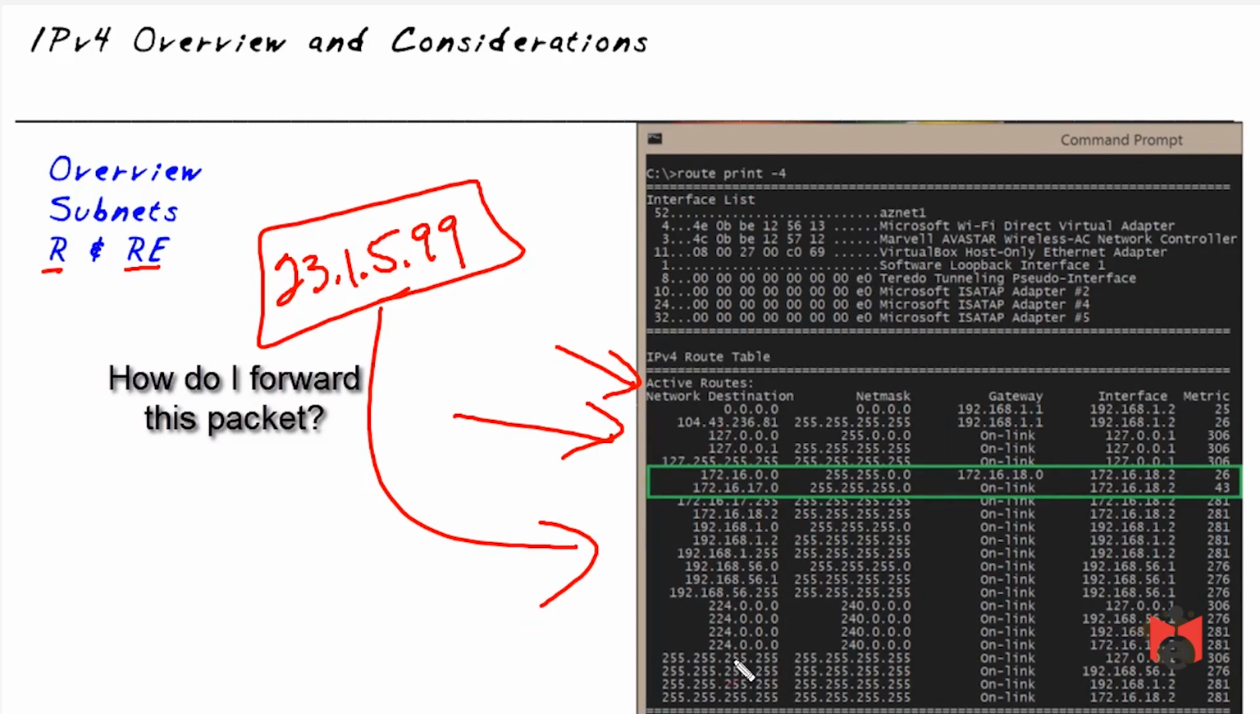So as I look at the entries here, I don't see anything that starts with 23. And as a result, it's going to go to the default route. I call it the Obi-Wan Kenobi route. Help us, Obi-Wan. You're our only hope. And so in this example, I'll use the default gateway at 192.168.1.1 to forward that packet.